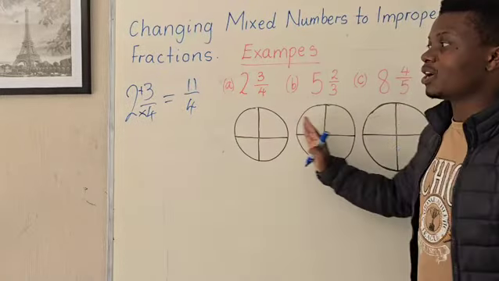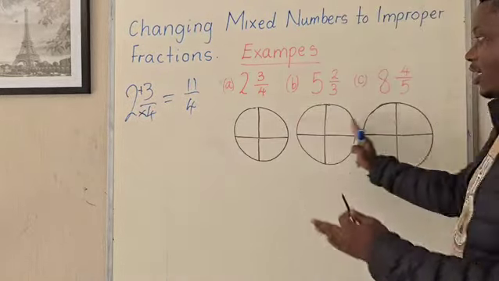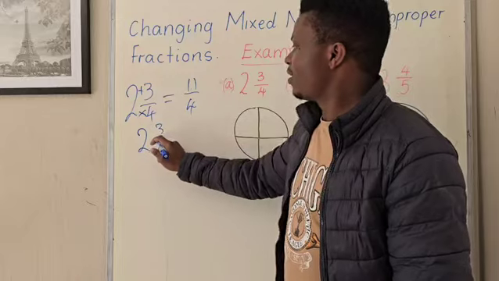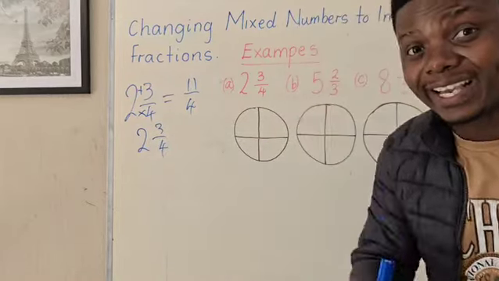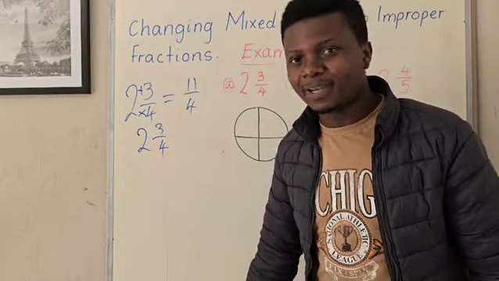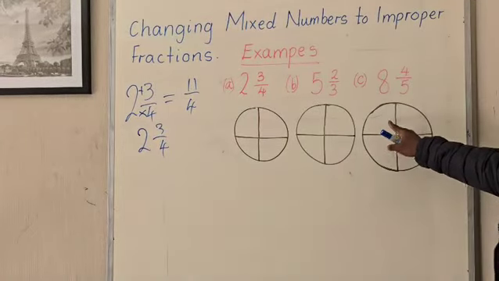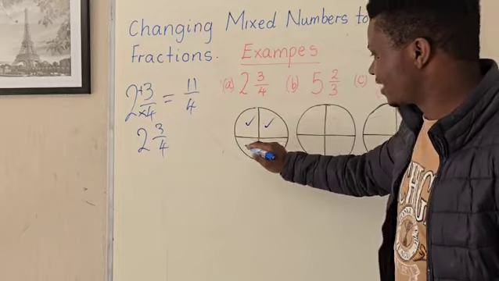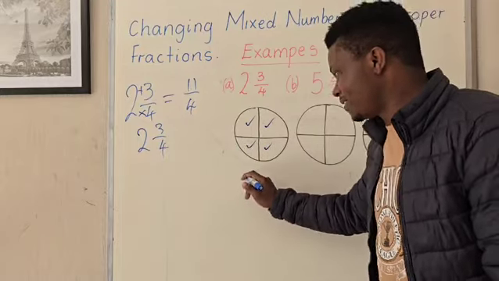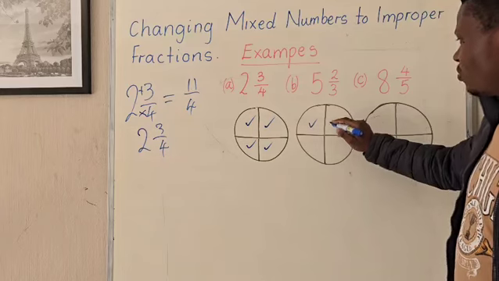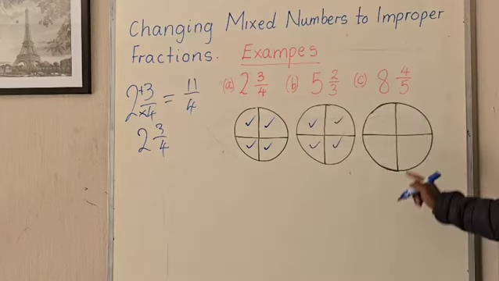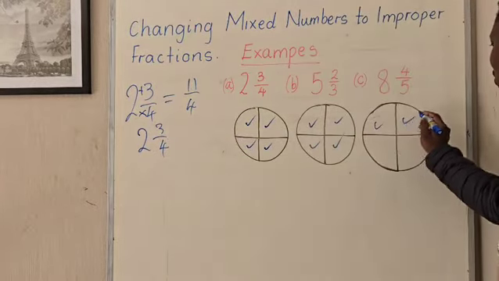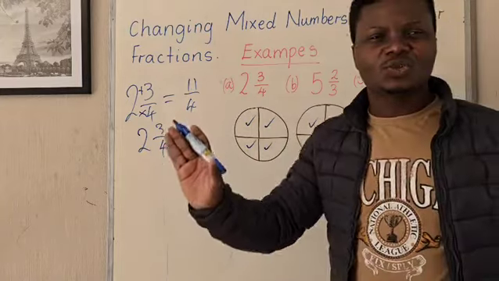I've just tried to show you how to represent this using the visual diagrams right here. 2 and 3 over 4 means you have 2 full cakes that you eat all of, and on the other, third cake, you only eat 3 pieces out of 4 pieces. So on the first cake you eat the first, the second, the third, and the fourth. You ate 4 pieces here, and here you eat 1, 2, 3, 4 pieces again. And on the last cake you only ate 3 pieces. 1, 2, 3.